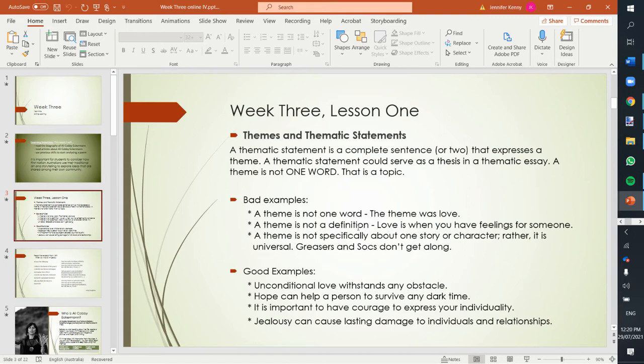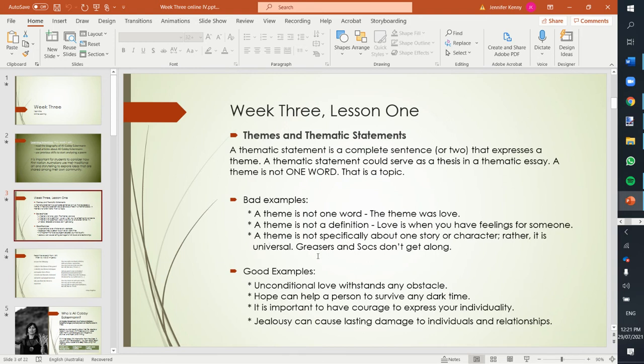It is not a definition. For example, love is when you have feelings for someone. That's not a thematic statement. That's a definition. And finally, a theme is not specifically about one story or character, but it's universal, such as Greasers and Socs don't get along. Greasers and Socs is from a book called The Outsiders, if you're lucky enough to be taught it in Year 10. It's about two warring sides. It's actually a really good book. I taught it last year. So a theme isn't about one story.